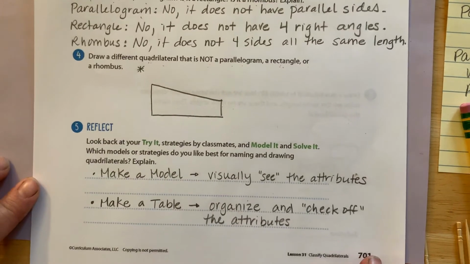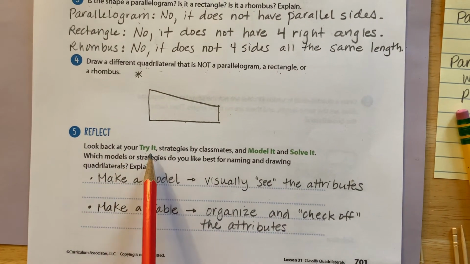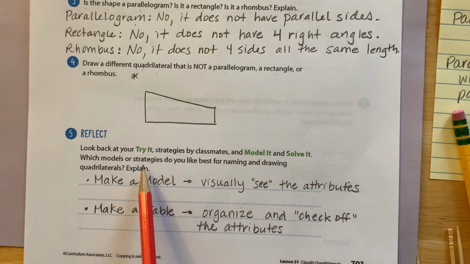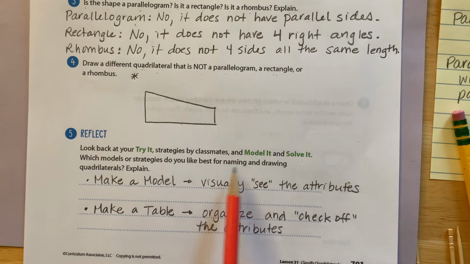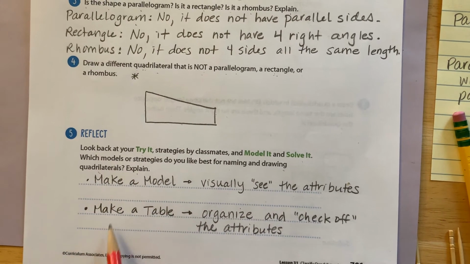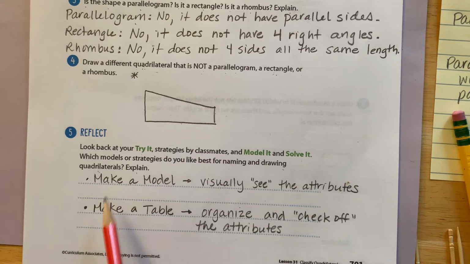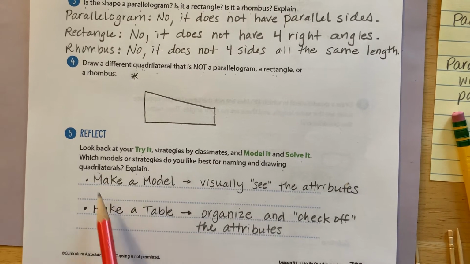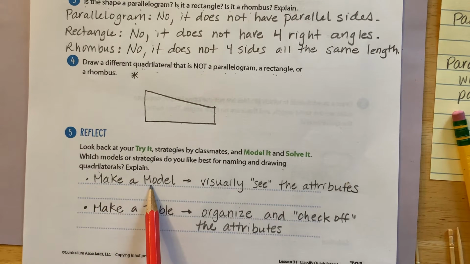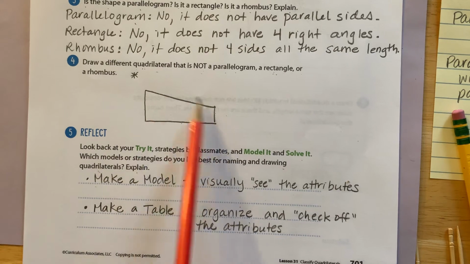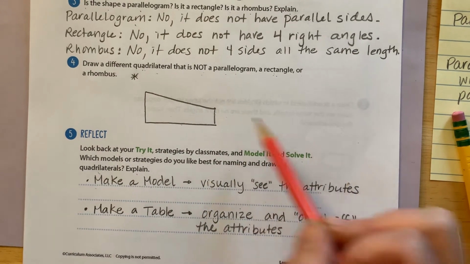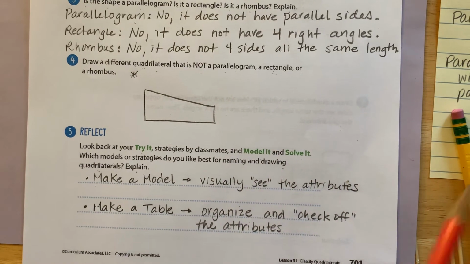Okay, number 5. Look back at your Try It, Strategies by Classmates, and Model It and Solve It. Which models or strategies do you like best for naming and drawing quadrilaterals? Explain. Okay, these are 2 choices you could have written, so I want you to think about which of these strategies you like the best. Do you like to make a model? Remember, to make a model, you actually draw it so that you can visually see the attributes. You draw it so you can look at it and compare it.